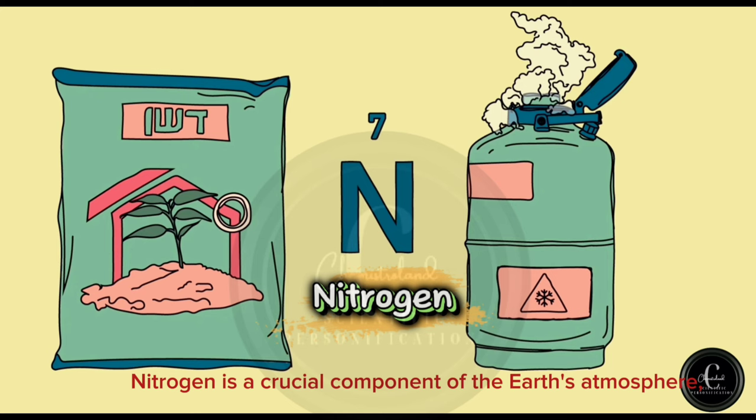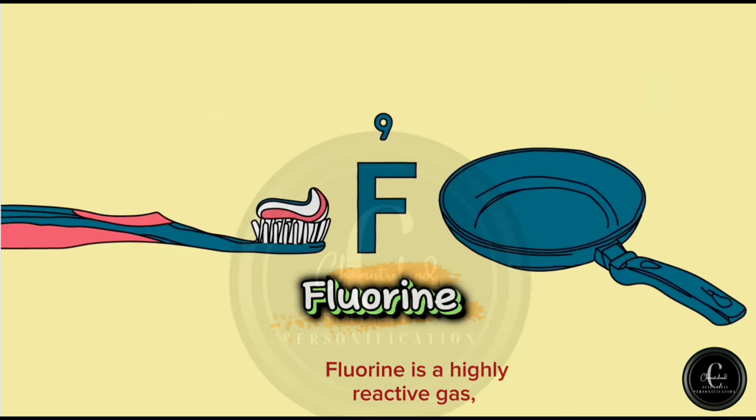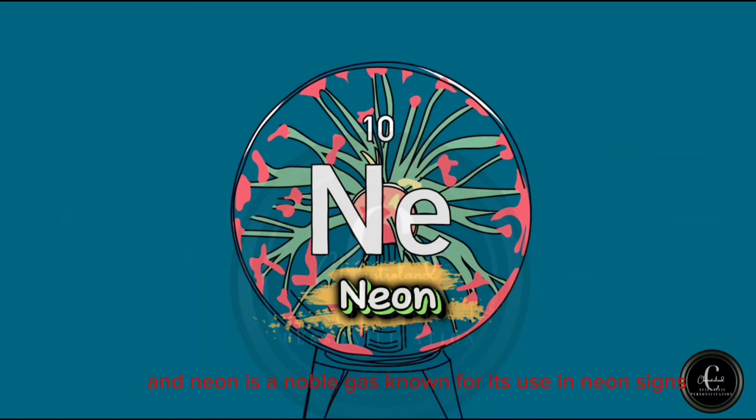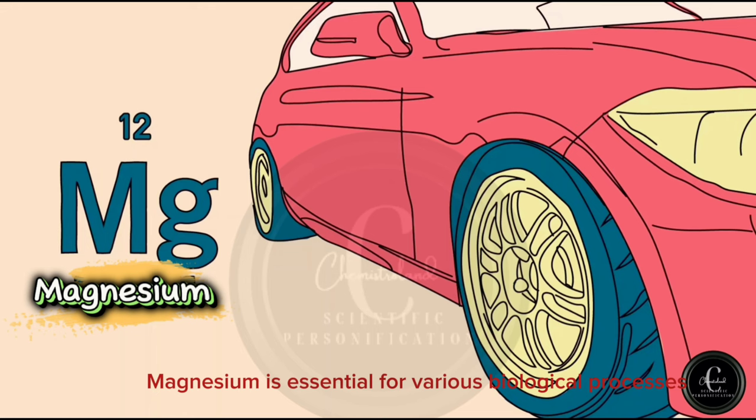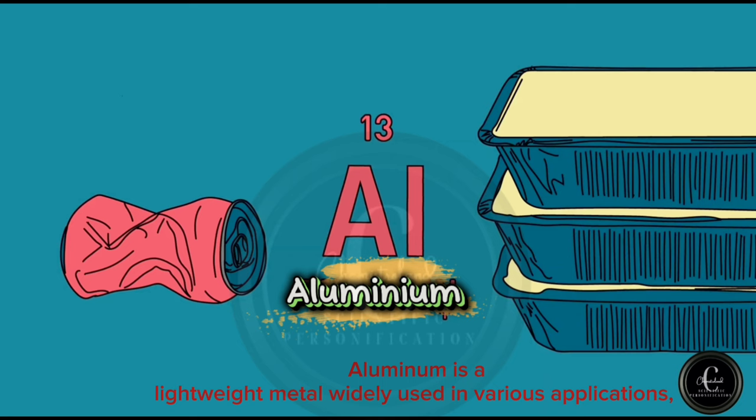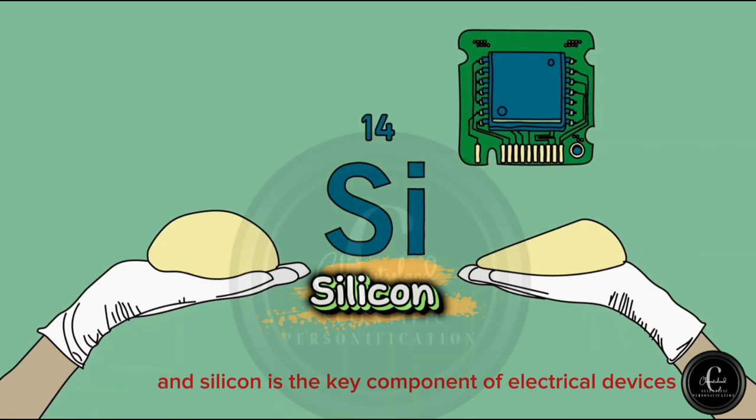A component of the Earth's atmosphere. While oxygen is vital for respiration, fluorine is a highly reactive gas. Neon is a noble gas known for its use in neon signs. Sodium is a reactive metal, and magnesium is essential for various biological processes. Aluminum is a lightweight metal widely used in various applications, and silicon is a key component in electronic devices.